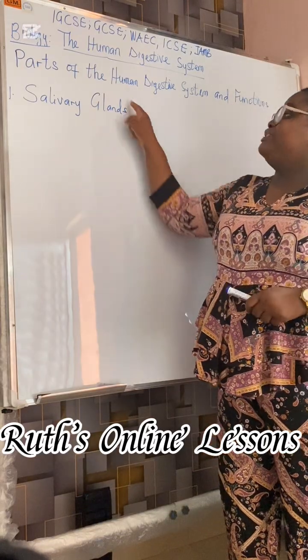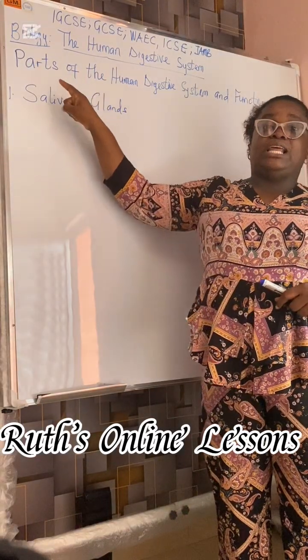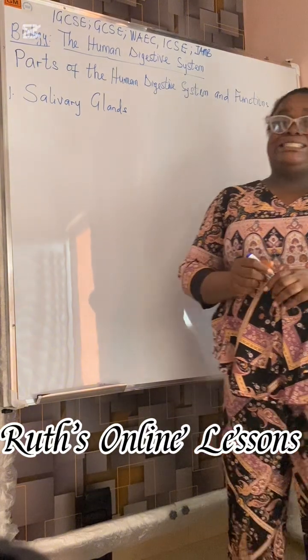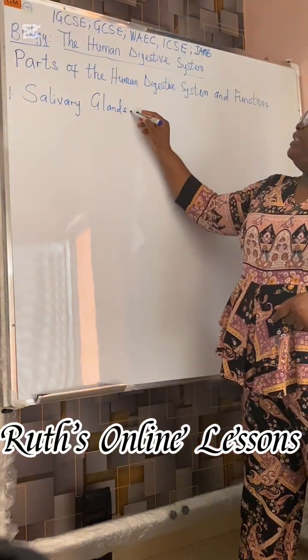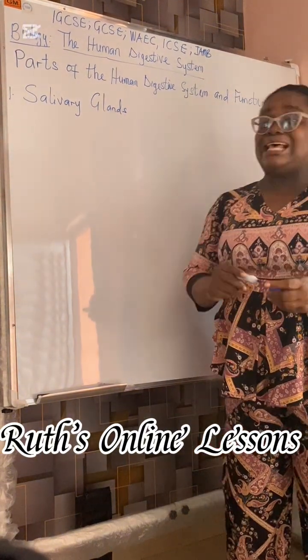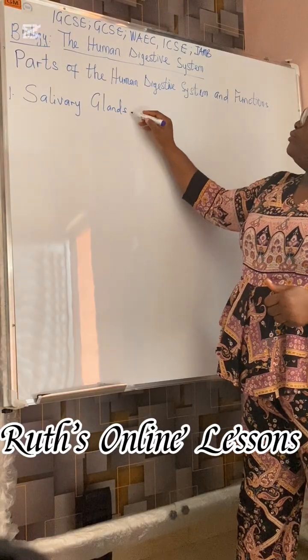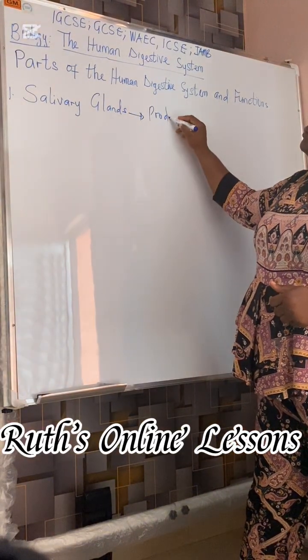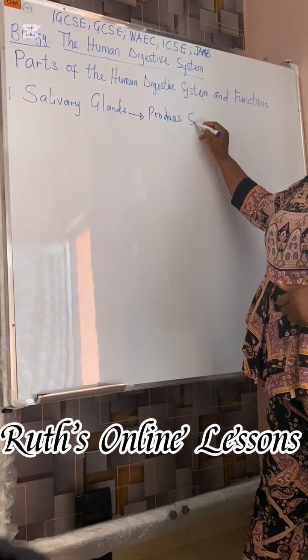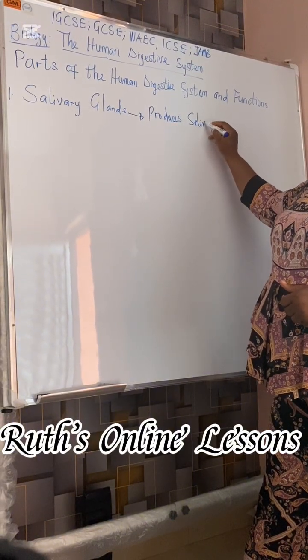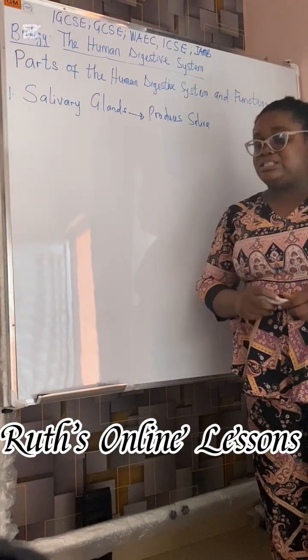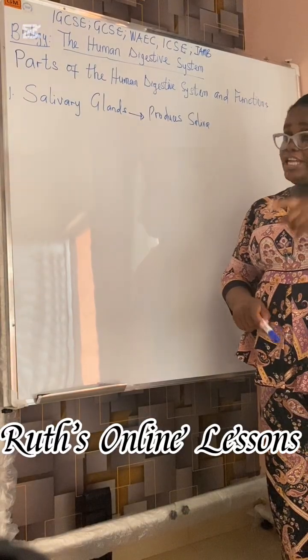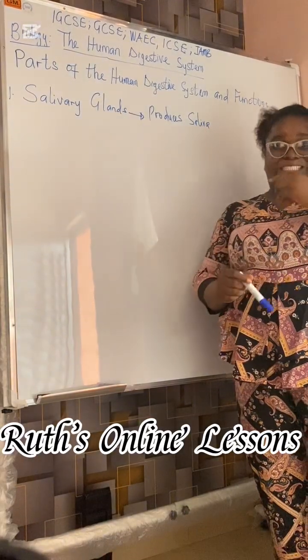What does this salivary gland do? This salivary gland produces saliva. Saliva is produced in the salivary gland. Please take note. That one we call spit.